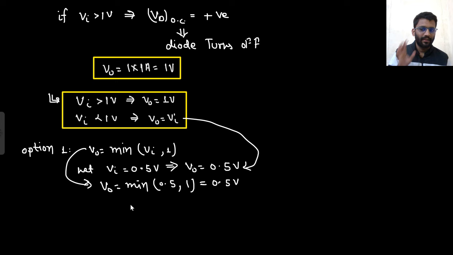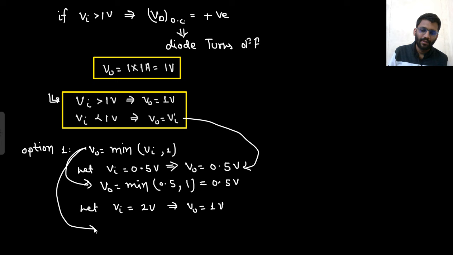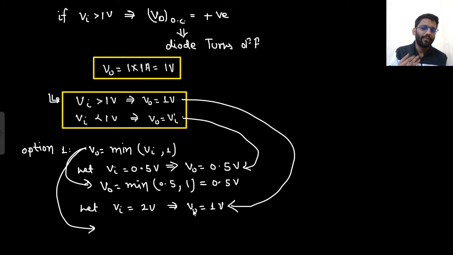Let's check. Let V in be 2 volt. If V in is 2 volt, what do you get? V in is greater than 1 volt, so V naught will be 1 volt only. Let's check from the option. V naught is the minimum of V in and 1, so 2 and 1. What is the minimum of 2 and 1? That is 1 volt only. Both answers are matching. Yes, this option is correct.